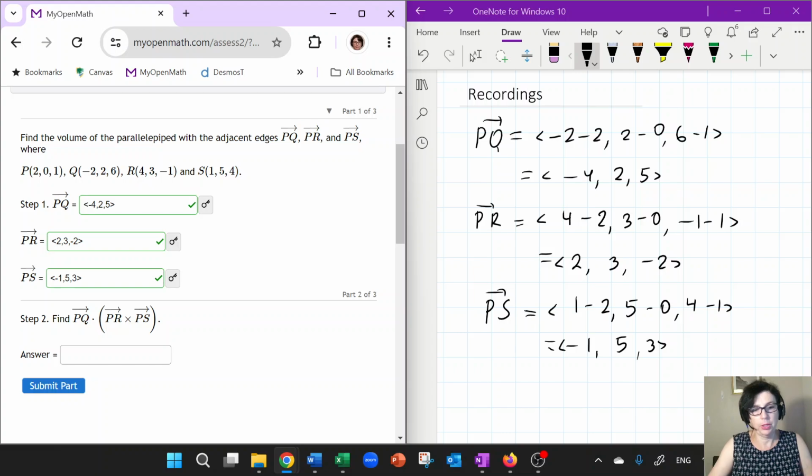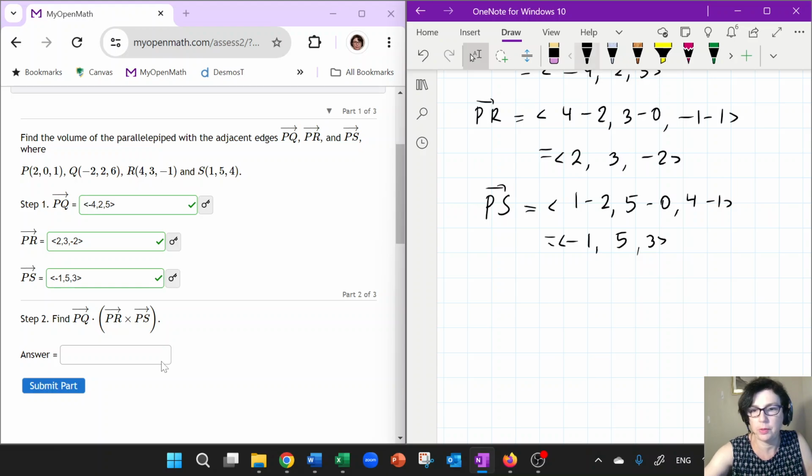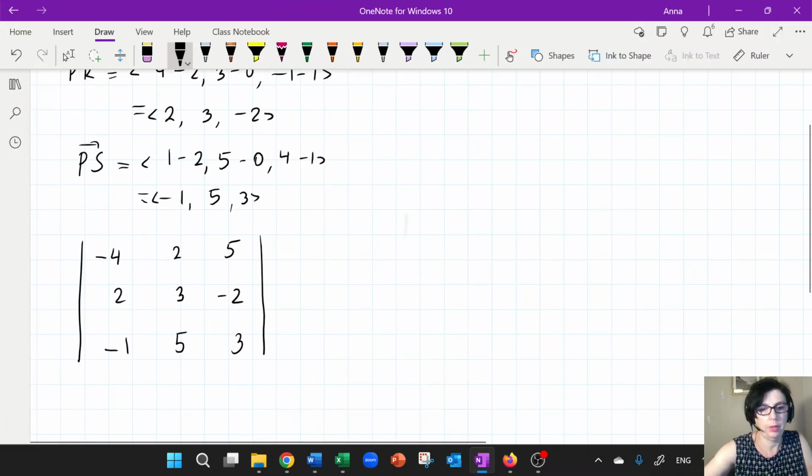Okay, then we just have to find the scalar triple product. So the way we find it is we're going to compute a determinant. The first row of the determinant will be the first vector, and then the second vector would be the second row, and then the last one will be the last row. Okay, how do we compute the determinant?